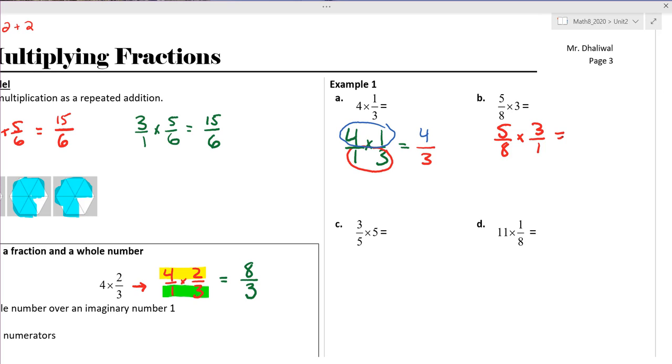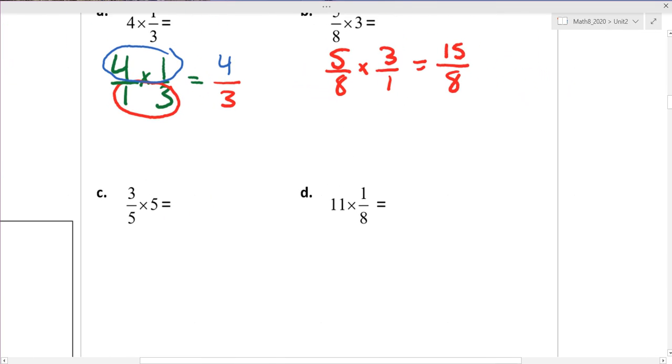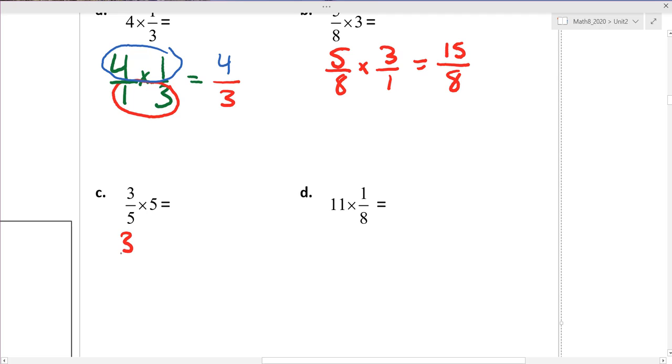So Gordon, what did you do next? I did 5 times 3, which is 15. 15 over 8. Not bad. So the next one, it's the same thing. Let's make this bigger here. 3 over 5 times 5 over 1. What is the fraction? Noah, what is it equal? 15 over 5. Yep, multiply the tops together.